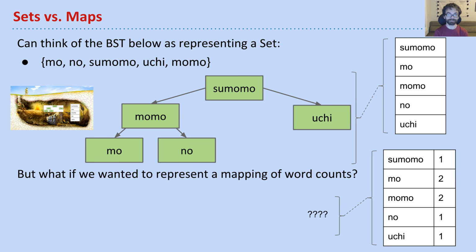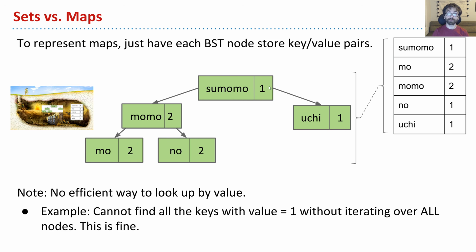So it turns out there's a really, really simple solution, which is instead of our binary search tree nodes only storing the key that we care about, we will also store a value. It doesn't have to be a number. It could be whatever we want to map to. So that sumomo is 1, momo is 2, and so forth. Now in this case, if I actually want to look up, hey, how many times does mo appear in my map? Well, then I do a search of my binary search tree, find the node, and then return the value rather than the key.